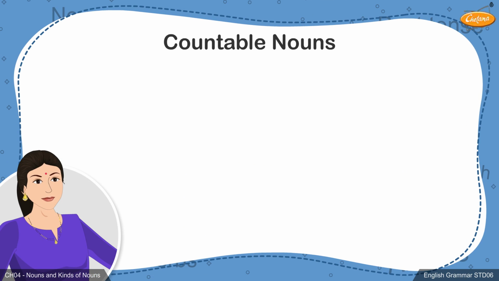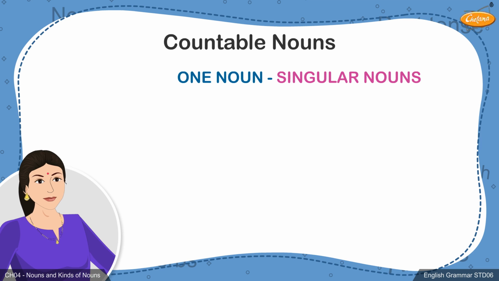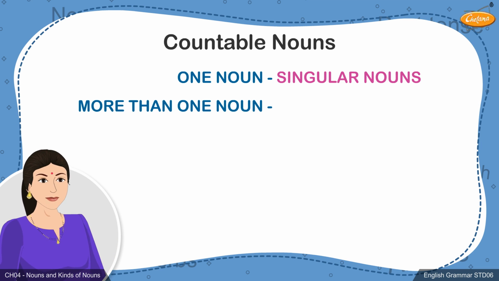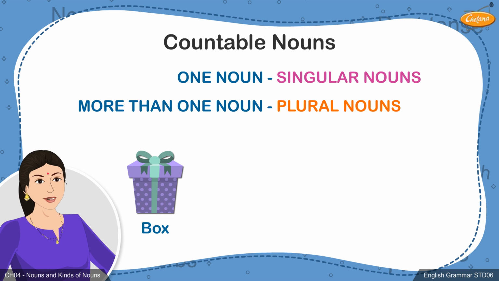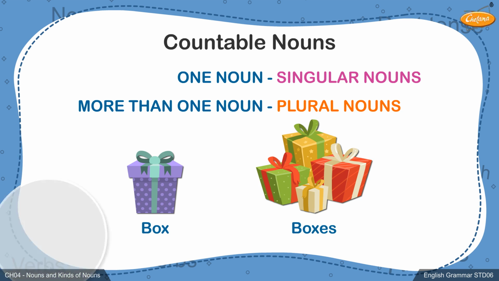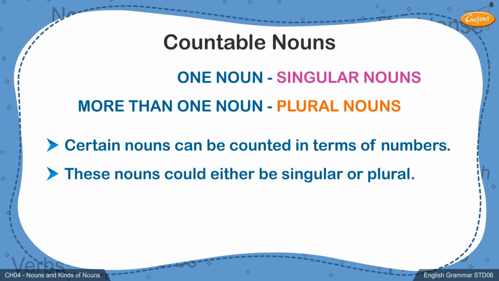We learned that if they represent one of the particular kind, they are called singular nouns. On the other hand, if more than one has to be represented, such nouns are referred to as plural nouns. For example, box is a singular noun, whereas boxes are plural nouns. Students, you will notice that these nouns, people or objects can be counted in terms of their numbers and hence can be written in singular or plural form.